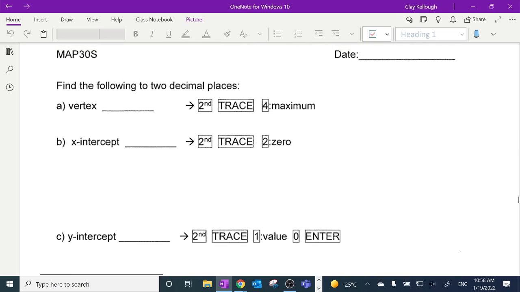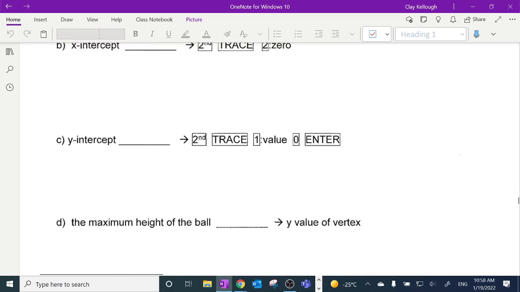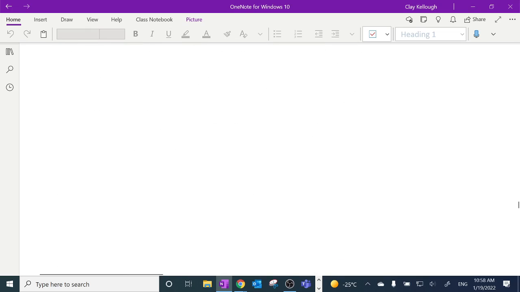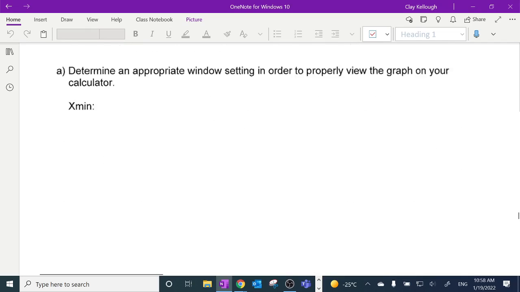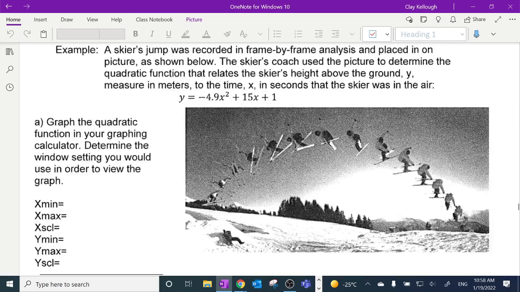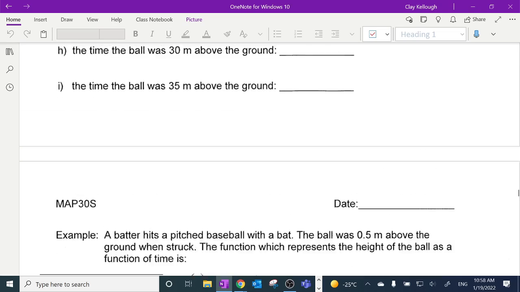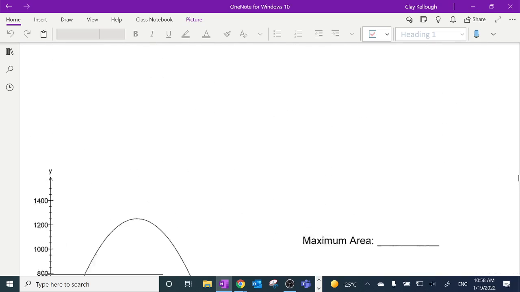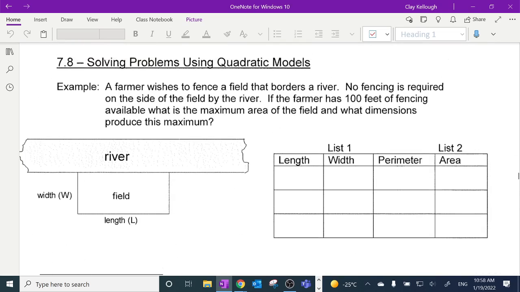I'm going to show you how to use trace, but I've actually kind of shown you this already. This is a page where we show you how to use trace on your TI. We'll go through that really fast because I know only a couple people use TIs here. So all this other stuff is basically review. There's only 2 examples left in 7.8, and then we can start again kind of getting ready for the test.